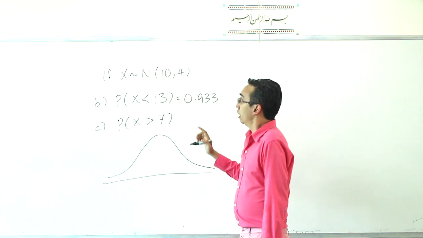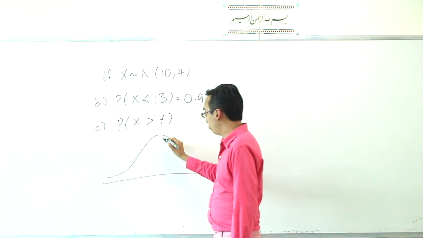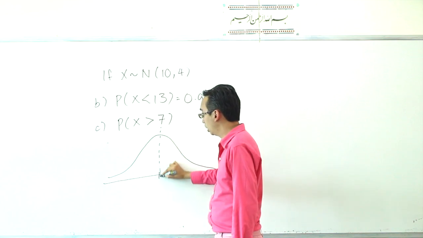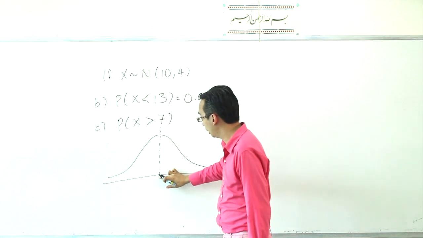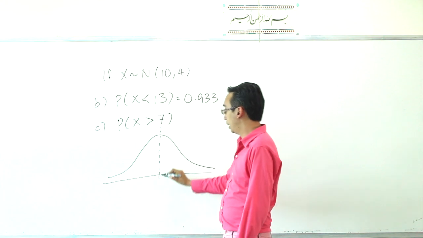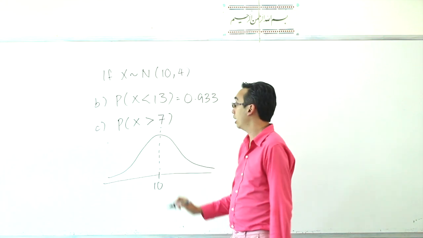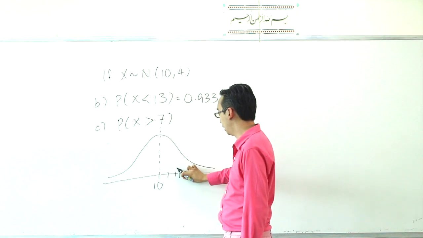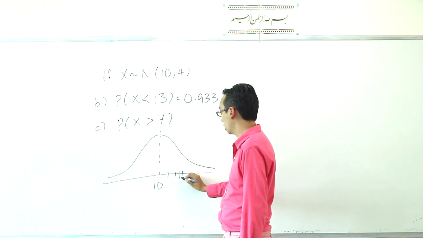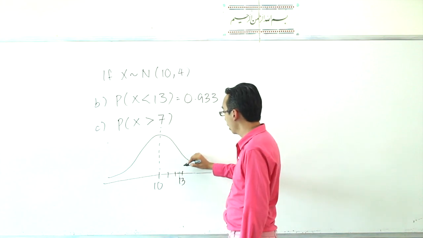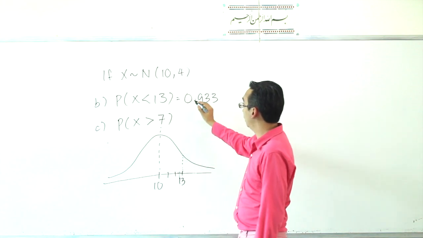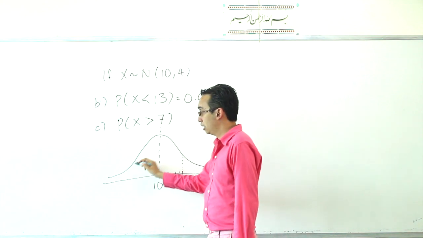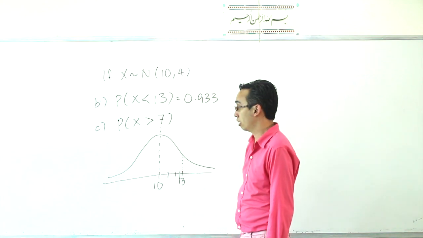For the normal distribution, this is the probability density function. The mean will be in the center. The graph is symmetrical to the mean. So that means this is 10. Where is 13? It will be 3 steps, let's say here, this is 13. When we say that the probability of X less than 13 is 0.933, that means the area here is 0.933.